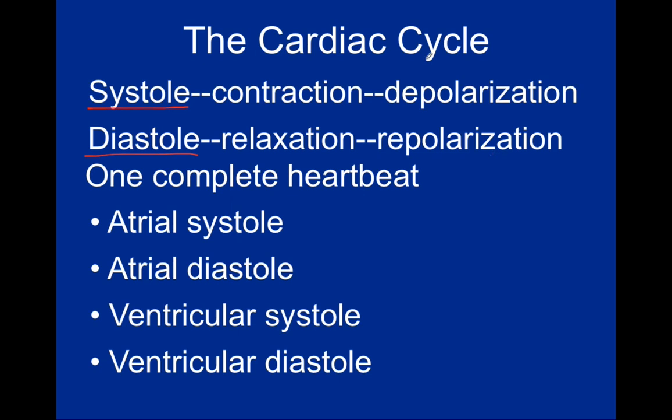So what we see here is that the cardiac cycle, of course referring to a single heartbeat, is made up of atrial contraction and relaxation and ventricular contraction and relaxation. So we say that atrial systole is contraction followed by atrial diastole, which is relaxation.